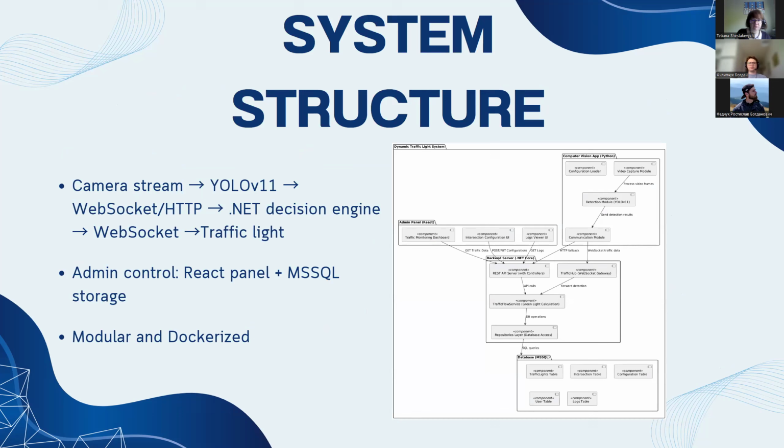Here's how the system works. Live video feeds from traffic cameras are processed by the YOLO detector, which extracts vehicle counts. The data is sent via WebSocket or HTTP to a .NET-based decision engine that computes the appropriate green light duration. Traffic signals are updated accordingly. The message with the green light duration for the current cycle is sent via WebSocket to the client responsible for controlling the traffic light at the given intersection. For administrators, there is an admin panel where users can monitor and reconfigure the system through a web interface built in React. All components are modular and run in Docker containers for easy scaling and deployment.